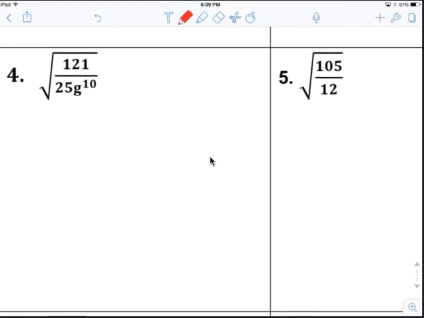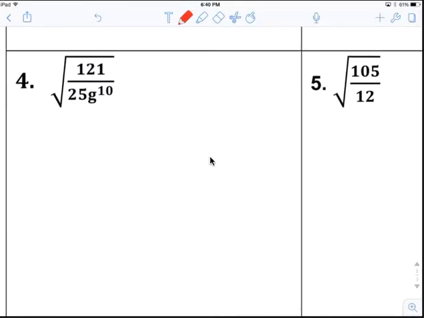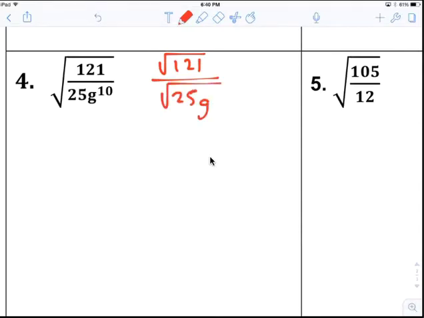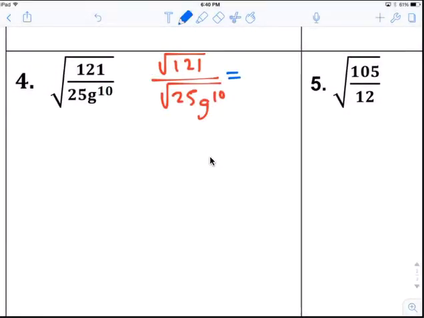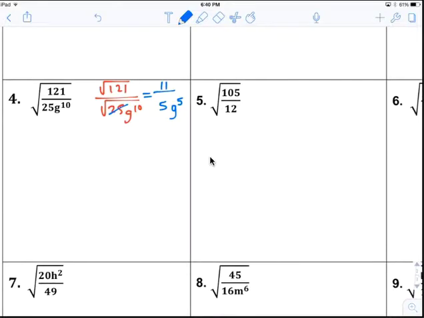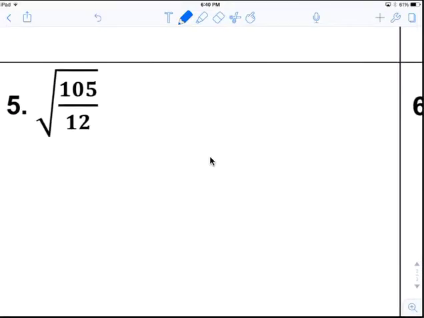Number 4, I did this in one class. Not really, because everyone was in a rush to go. You get square root of 121 over the square root of 25 g to the 10. Square root of 121 is 11. 11 times 11, right? Square root of 25 is 5. G to the 10th, you get 5 groups of g with nothing left. So that's your answer.